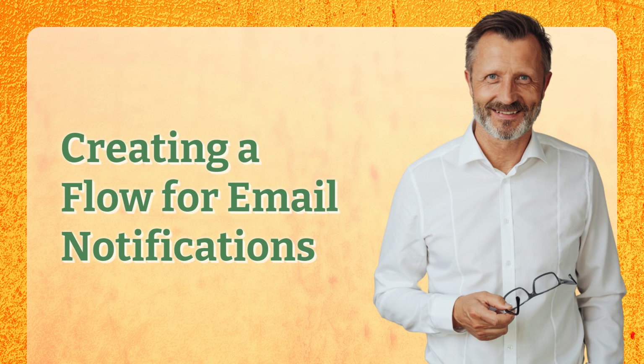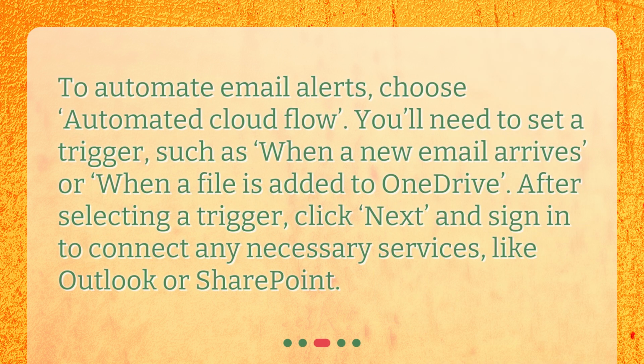Creating a flow for email notifications. To automate email alerts, choose Automated Cloud Flow. You'll need to set a trigger, such as when a new email arrives or when a file is added to OneDrive. After selecting a trigger, click Next and sign in to connect any necessary services, like Outlook or SharePoint.